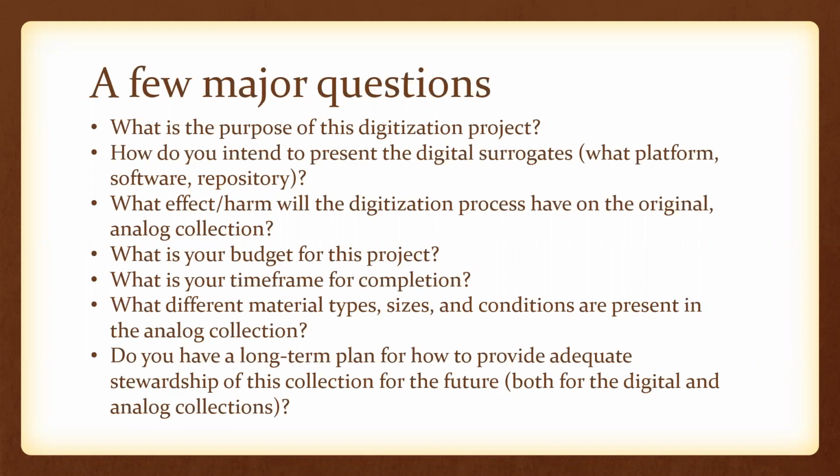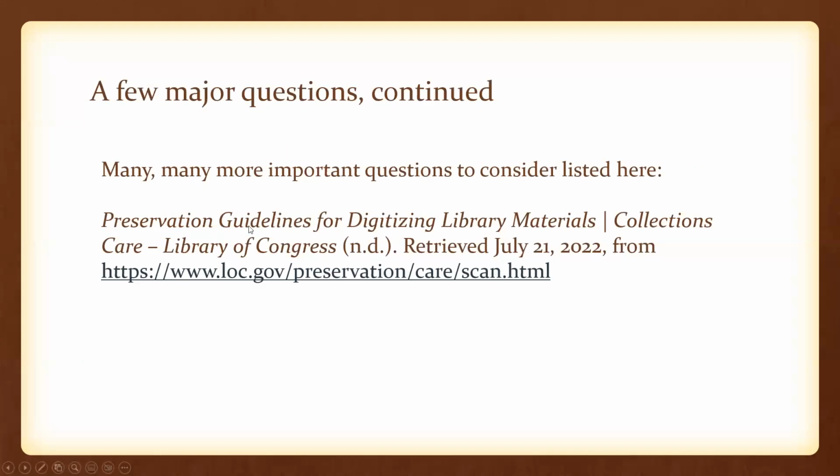Number 7 is, do you have a long-term plan for how to provide adequate stewardship of this collection for the future, both for the digital and analog collection? And then also, will certain staff members or staff positions always be assigned to its maintenance? Do you have the funding to be able to buy newer and or replace older technology to house these digital files? So these were just some questions. There are many, many more questions that we recommend considering before diving into a project listed here at the preservation guidelines for digitizing library materials from the Library of Congress.